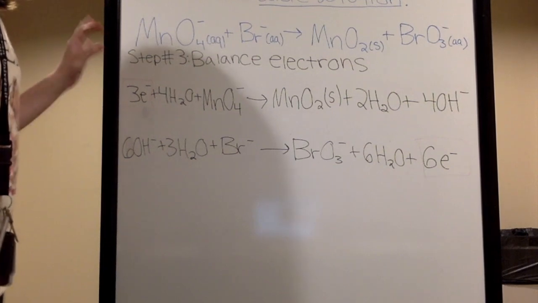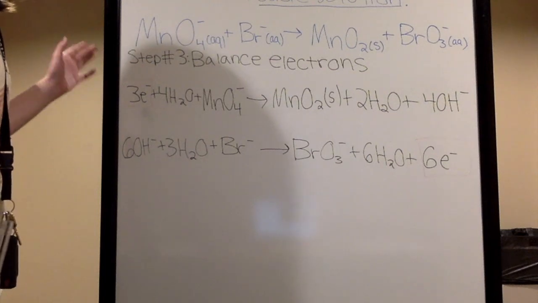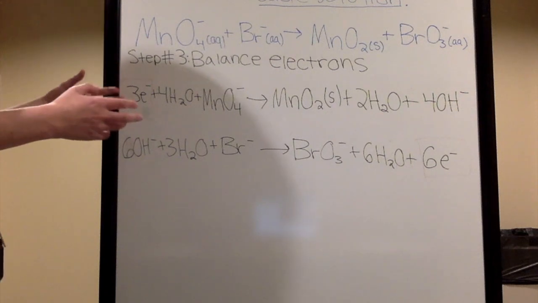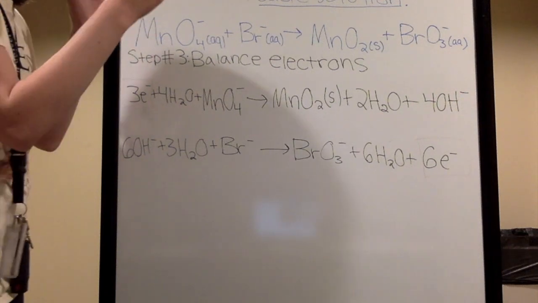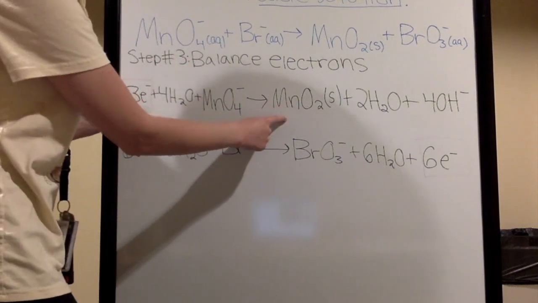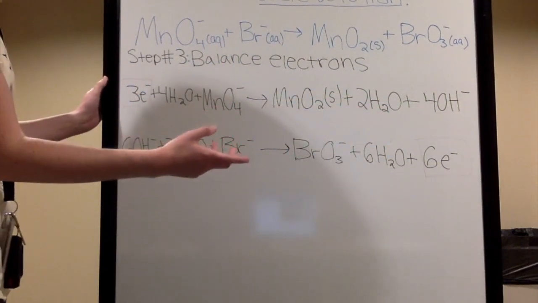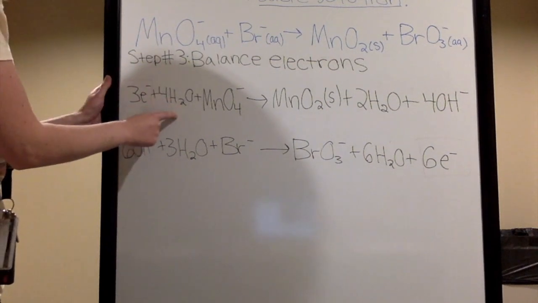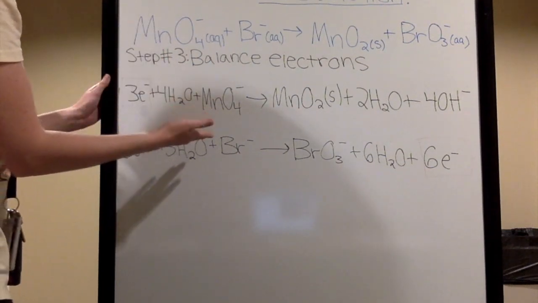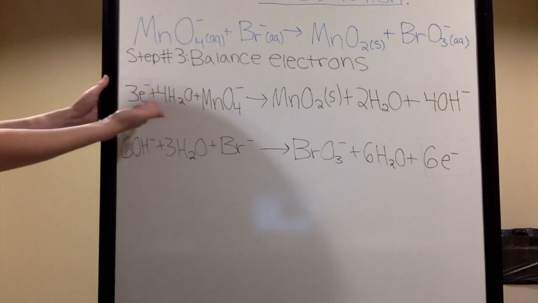The third step is to balance the charge for each half reaction by adding the appropriate amount of electrons. To do this, we first look at what the charges are on the reactant side and what the charges are on the product side of each half reaction. On the product side, there is a total of 4 negative charges due to the hydroxides, and on the reactant side, there was originally only 1 negative charge. So to balance the charges, we have to add 3 electrons to the reactant side to get a total of 4 negative charges.